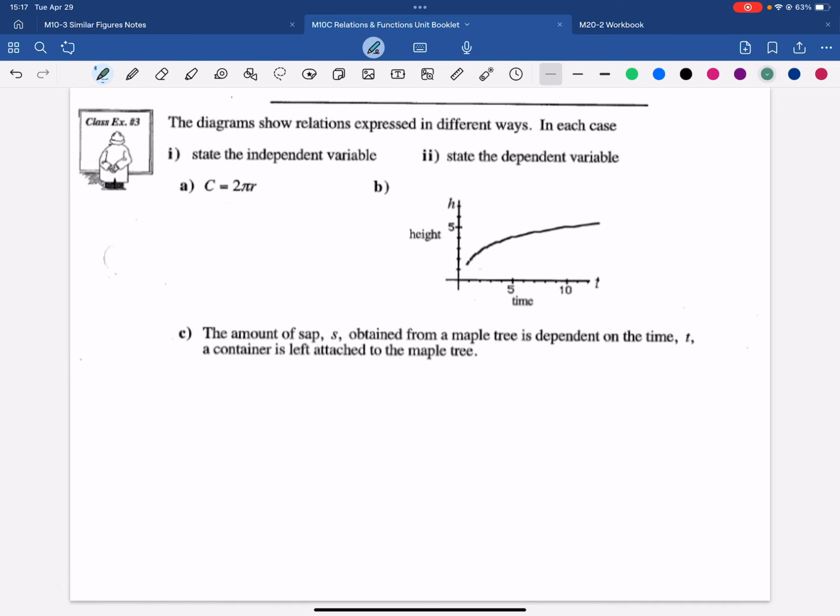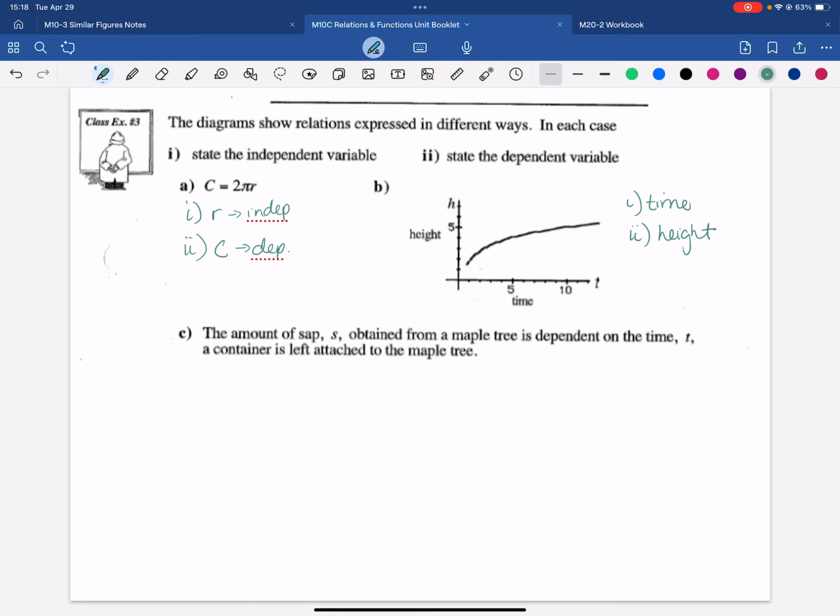So if you look at this, our independent variable for our equation, 2 is a number, pi is a number. So R is our independent. That would be the one that we would actually plug in there. And C would be our dependent. Okay, so what C is depends on what we put in for R. Okay, for B, your independent along the x-axis would be your time, and your y-axis would be your height.